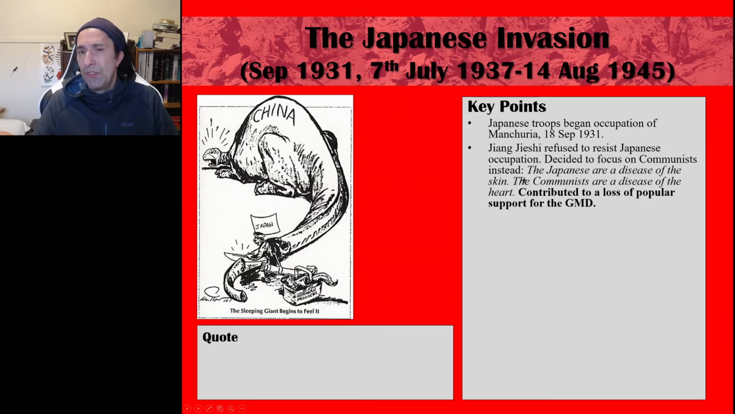What Zhang Jieshi was saying there was that the communists were the greater threat than the Japanese. So he decided to focus most of his energies on defeating the communists. What that did, though, in the minds of the Chinese people, most Chinese saw or understood that the communists, yes, they were fighting the Kuomintang, but they were Chinese. All right, they may have had a different vision about what sort of China they wanted to create, but they were Chinese. The Japanese were not.